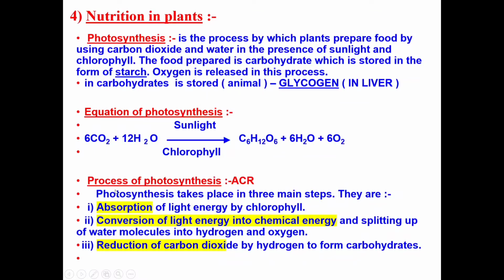The process of photosynthesis is learned in the form of ACR. It's a sequence. First, A, absorption of light energy by chlorophyll pigment. Second, C, conversion of light energy into chemical energy and splitting up of water molecule into hydrogen and oxygen. Third, reduction of carbon dioxide by hydrogen so that they are forming carbohydrates. This carbohydrates is stored in the form of starch.